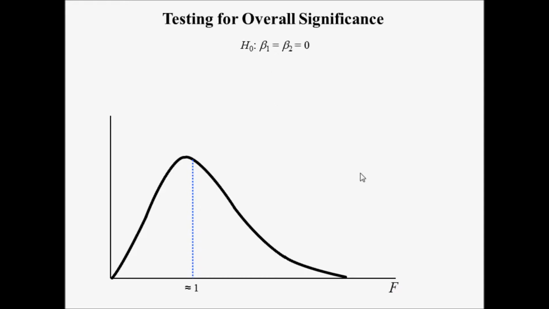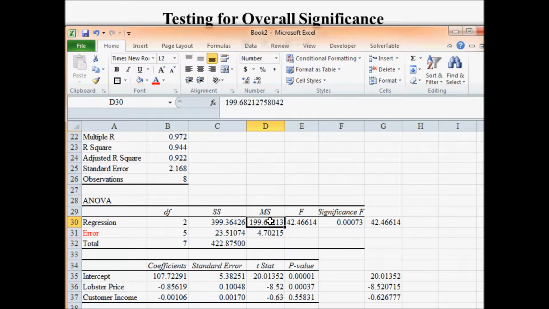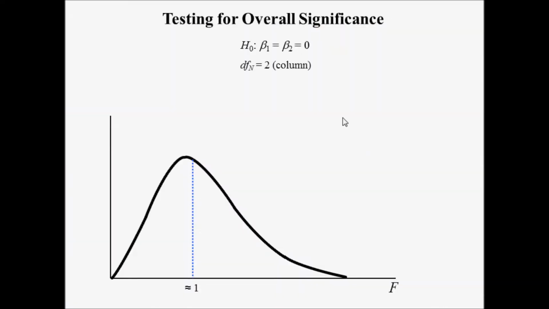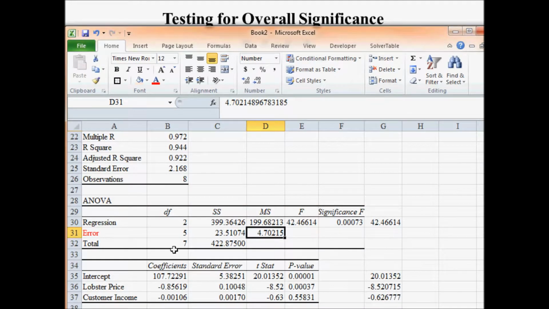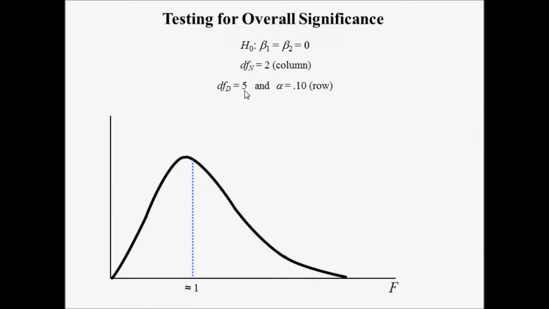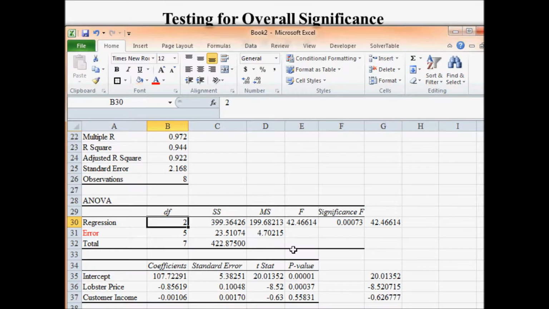So the F test is an upper tail test because we're essentially testing whether this variance is bigger than that variance. The degrees of freedom in the numerator is 2 because the MSR has 2 degrees of freedom. The degrees of freedom of the denominator is 5 because the MSE has degrees of freedom equal to 5. This is the numerator of the F-stat. This is the denominator of the F-stat. So this is the denominator degrees of freedom, and this is the numerator degrees of freedom.